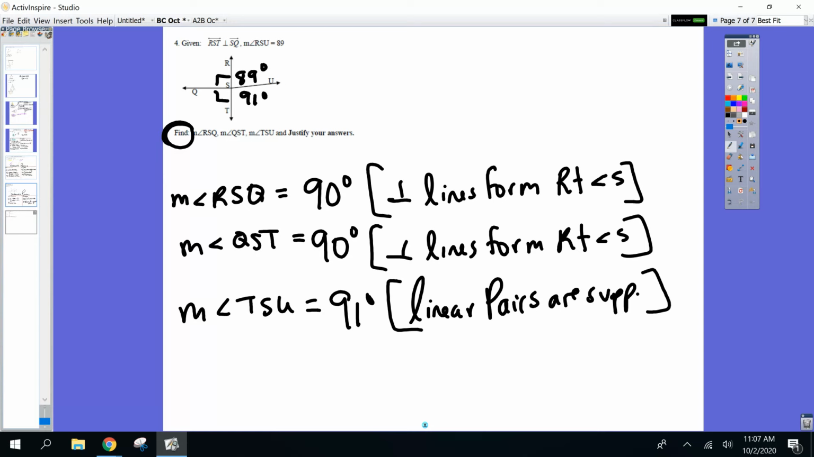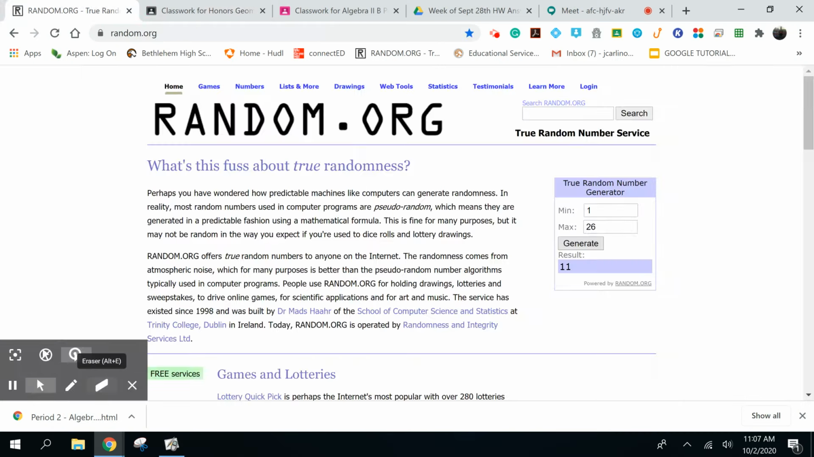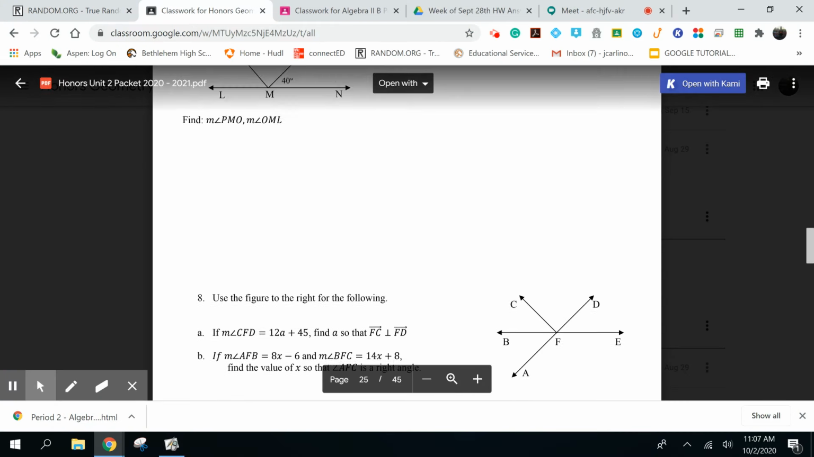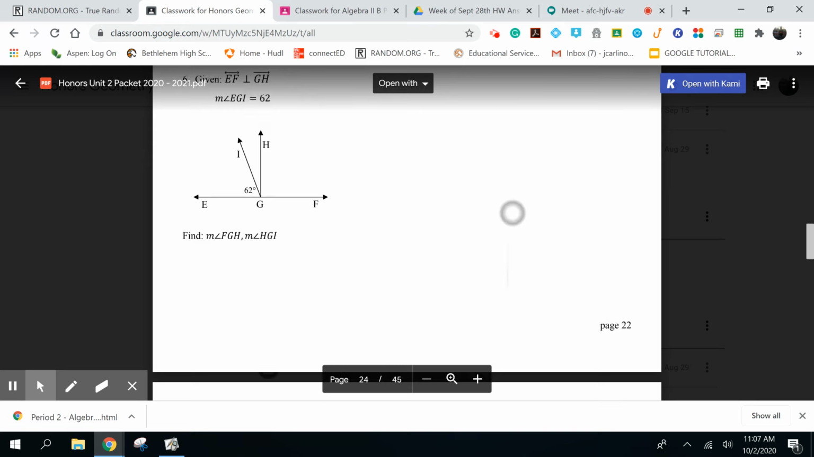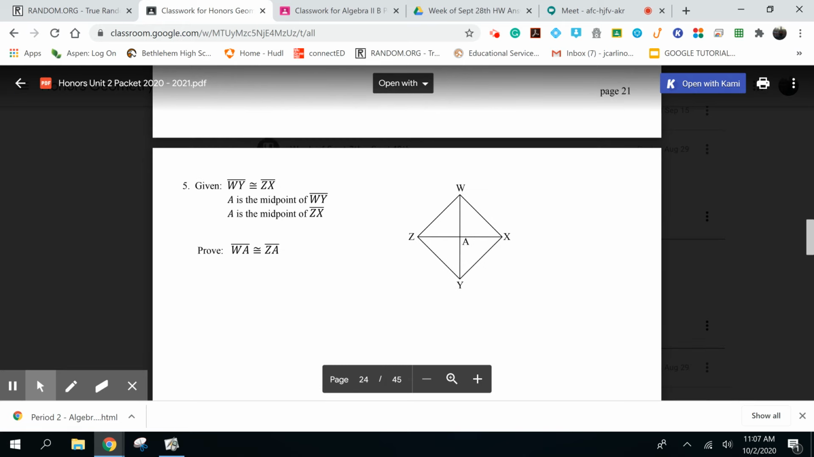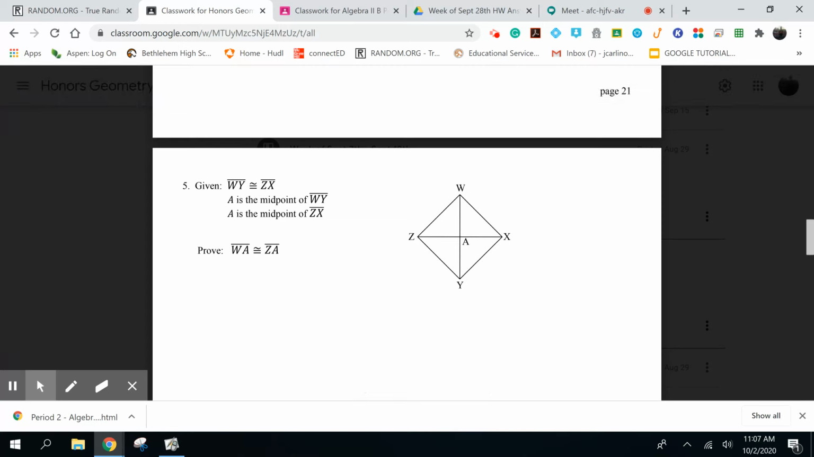Okay, everybody good? Okay, homework tonight. You got some algebra here for 7 and 8, and 6, I believe. And then your proofs. They're not all right angles and straight angles. I might have probably thrown halves of equal quantities in there too, so be careful.